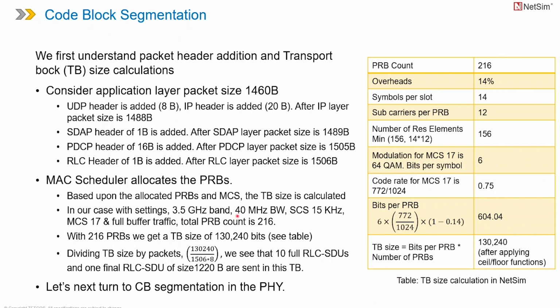We have considered the 3.5 GHz band with 40 MHz bandwidth and a subcarrier spacing of 15 kHz. The MCS is 17 and the traffic generated is full buffer. Based on these parameters, the total PRB count is 216, and this gives us a transport block size of 130,240 bits. For a TB of this size, we get 10 full RLC SDUs of size 1560 bytes and one RLC SDU of size 1220 bytes. With this background, we now turn to code block segmentation in the file.